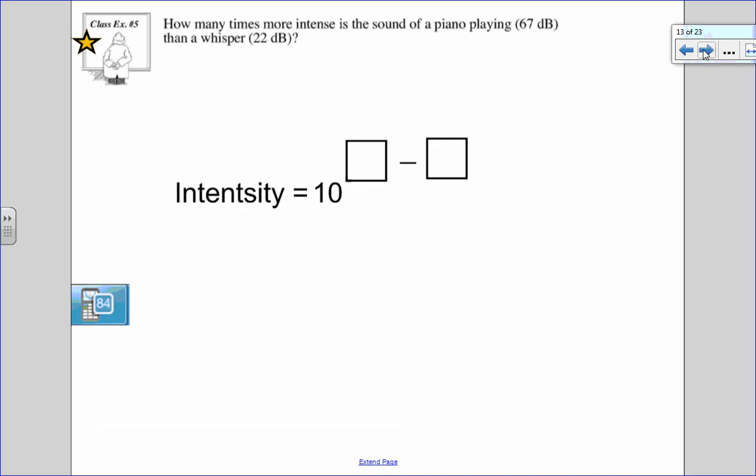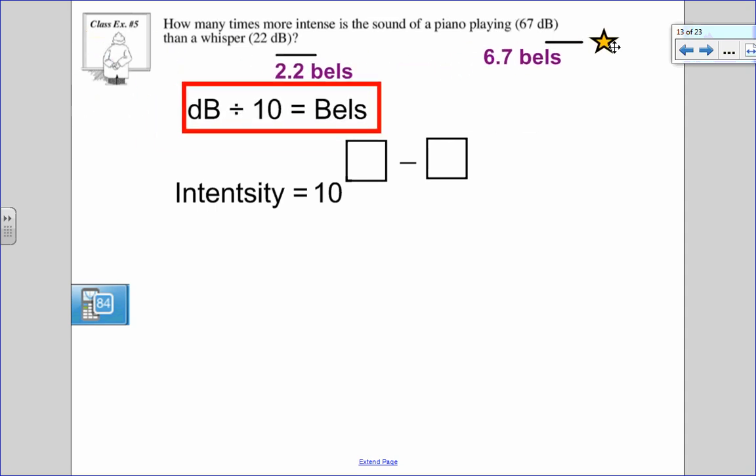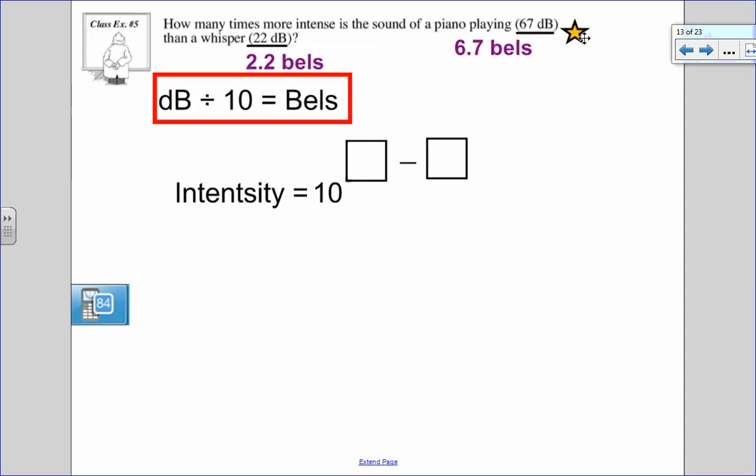So how many times more intense is the sound of a piano, 67 decibels, compared to a whisper of 22 decibels? Remember, a decibel scale is not a log scale. The bell scale is a log scale. So that's the very first thing that we need to do, is put it into bells. Okay, so the piano is more intense than the whisper because the bells are higher.